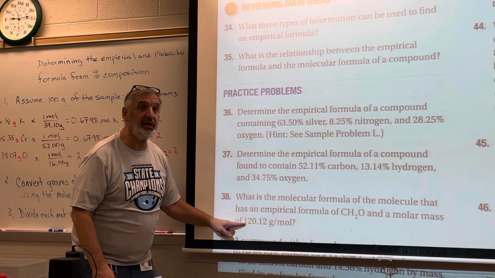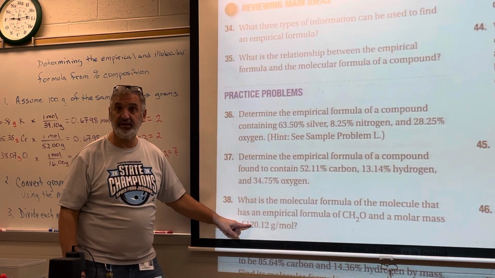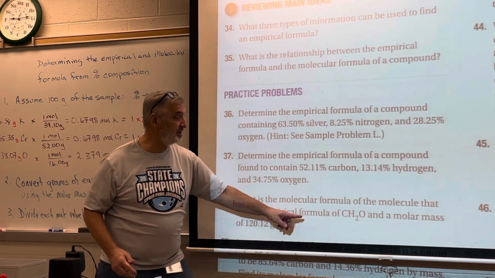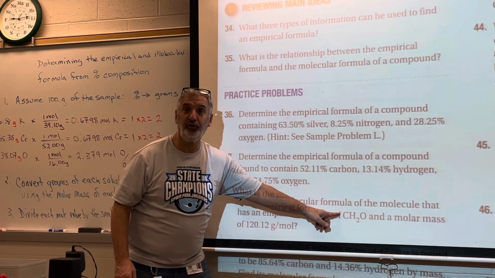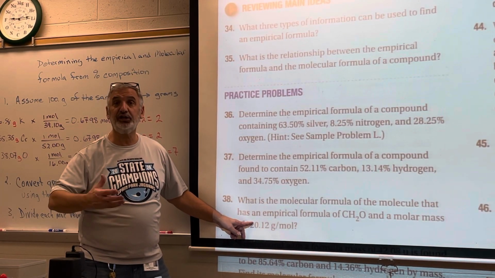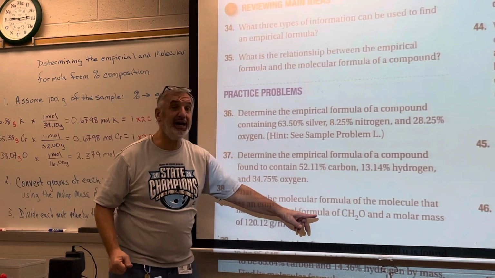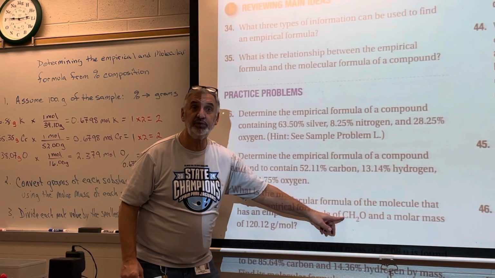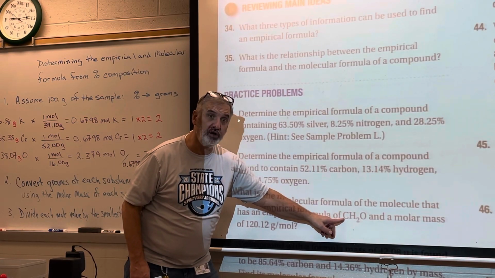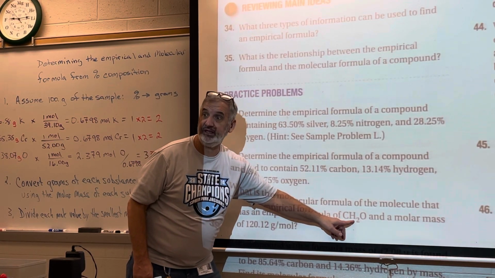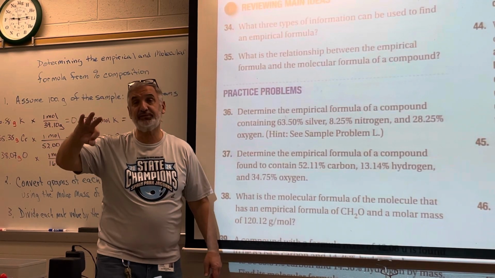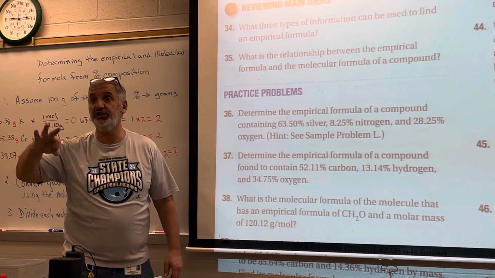But it says that the molecular mass is 120. So how many times bigger is the molecular mass than the empirical formula mass? 4. 120 divided by 30 equals 4. Which means that the molecular formula is 4 times the empirical formula. So what do you think that the molecular formula is going to be? C4H8O4.